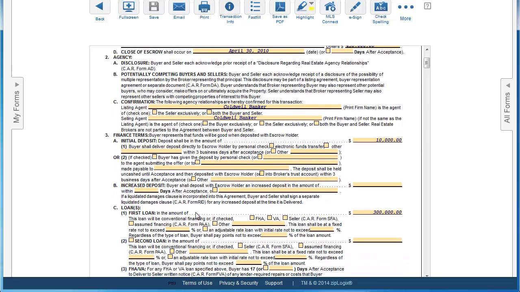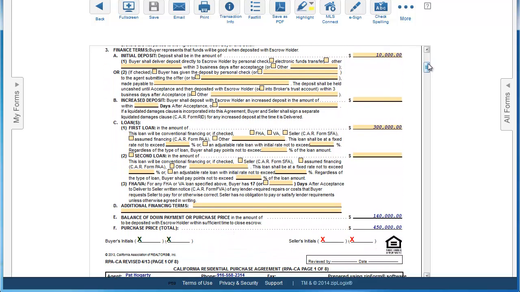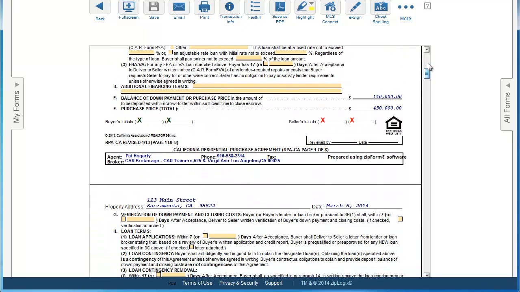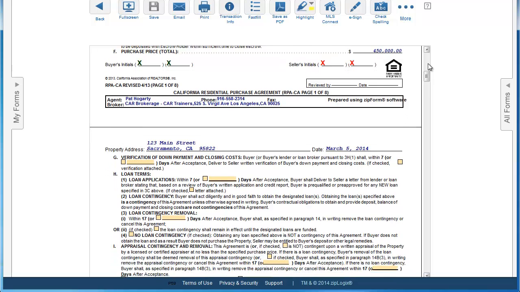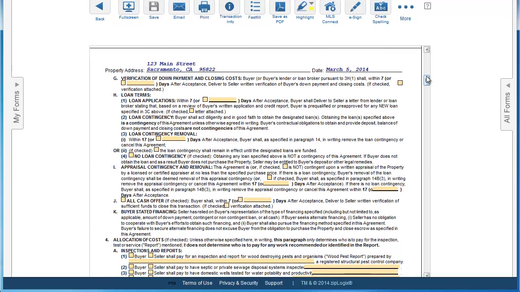You can go down here. This is where we get the increased deposit. Any new kinds of loans go in here. Okay. And as we go down here, we have things that you'll have to fill in, such as verification of payment and closing costs. This is just something to make sure that people are going to have the money.